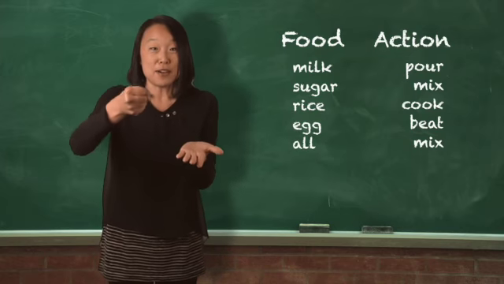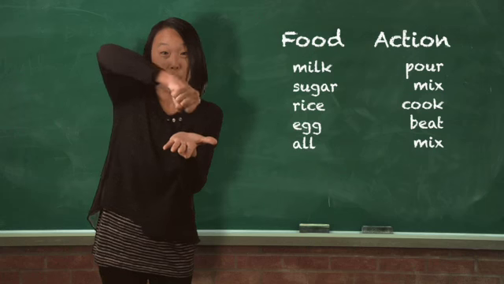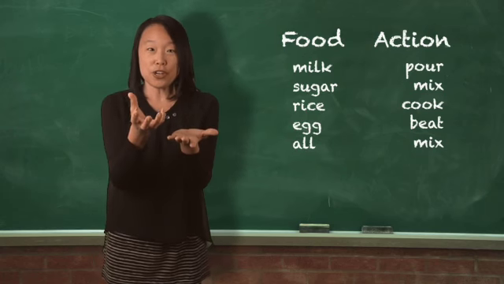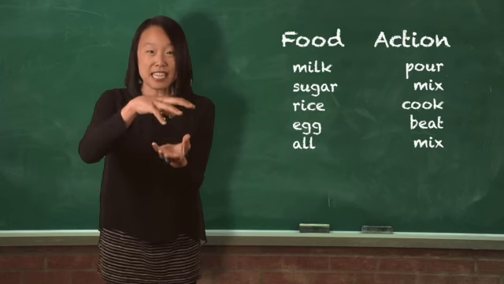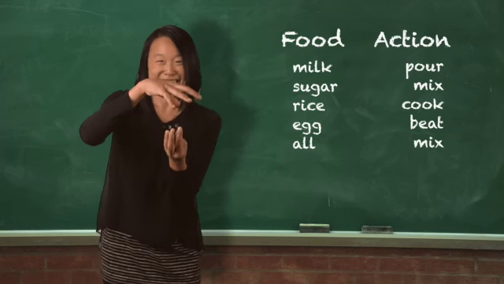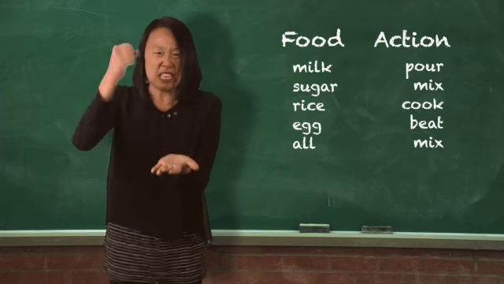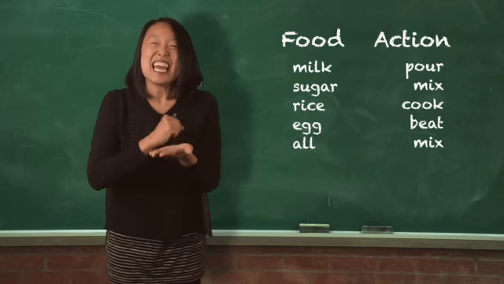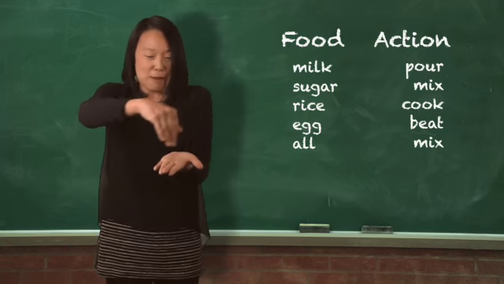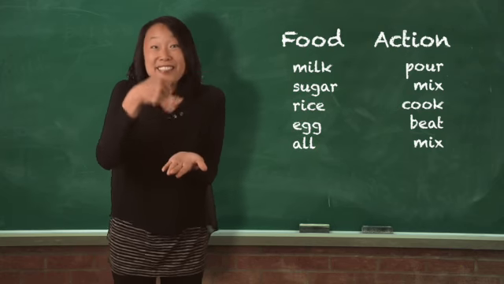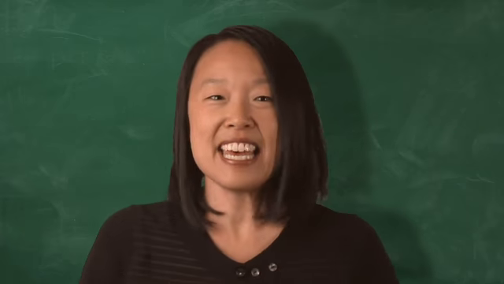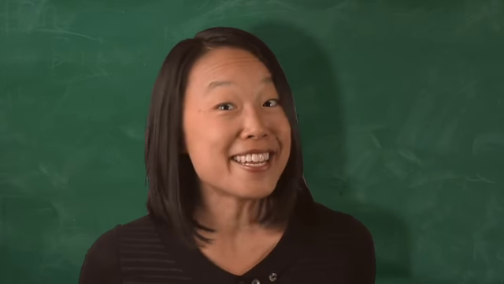First, you take the milk and you pour it. You pour it. Then you take the sugar and you mix it. You mix it. Then you take the rice and you cook it. You cook it. Then you take the egg and you beat it. You beat it. Then you take it all and you mix it. You mix it. Then you take the rice pudding and you eat it. You eat it.